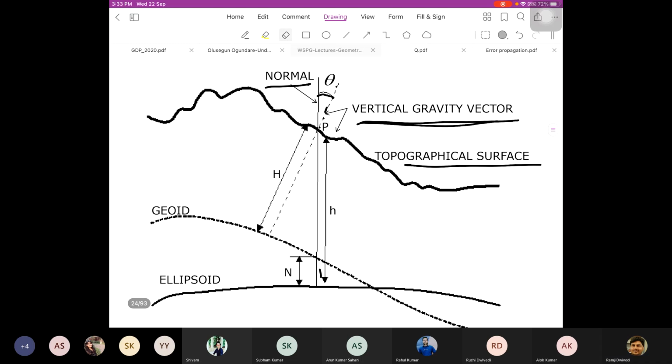And please remember here what I was telling you in the previous slide: the height difference between geoid and ellipsoid, which is also known as the height of geoid with respect to ellipsoid, is represented by capital N and is also known as geoid undulation. Okay. Any confusion here in this?